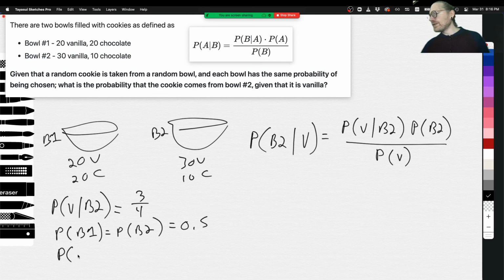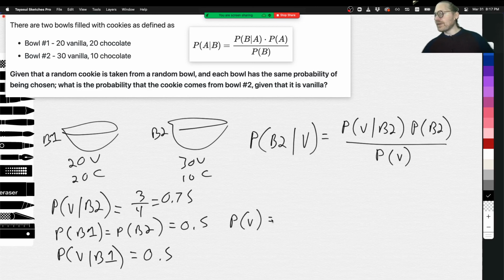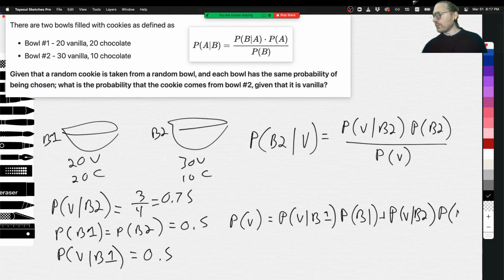And so to do that, we're going to need to know the probability of vanilla given bowl 1, which is just 0.5, right? So just say this is 0.75, and this is 0.5. So now the main question we have to answer is, what is the probability of vanilla? All right, well, if we're thinking about this in terms of that law of total probability, this is going to be the probability of vanilla given bowl 1 multiplied by the probability of bowl 1, plus the probability of vanilla given bowl 2 multiplied by the probability of bowl 2. And that's how we can compose the probability of vanilla.